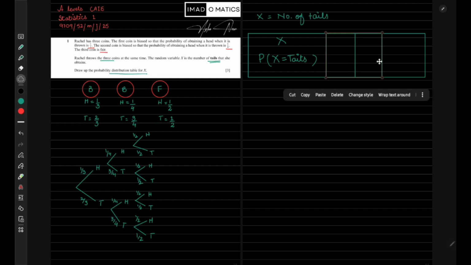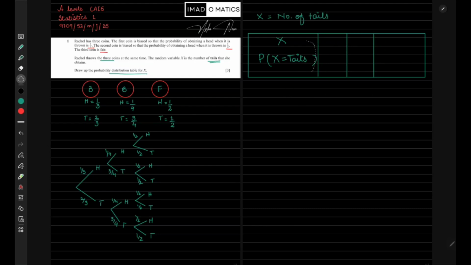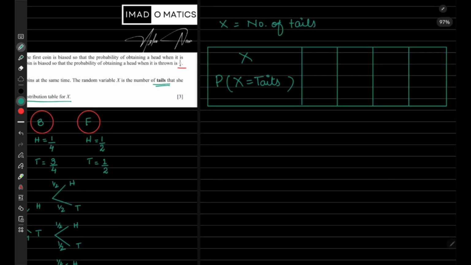Just a little more to the left, because we know we need 4 values. Okay, and what are those 4 values for probability? We want to be taking the probability of getting 0 tails, 1 tail, 2 tails, 3 tails. Starting off, we can have 0 tails. That means you have a possibility of head, head, head.